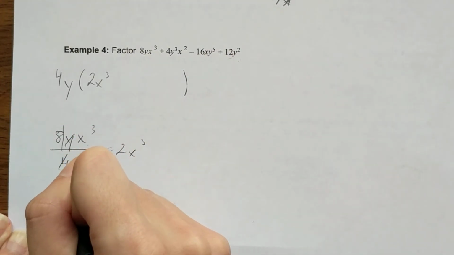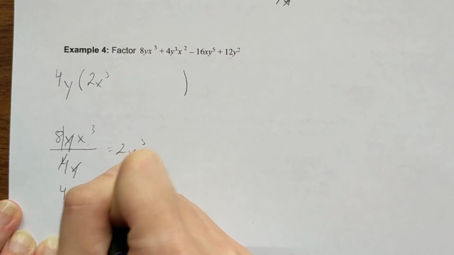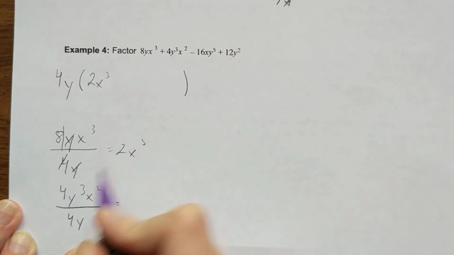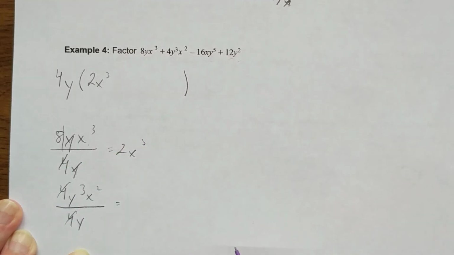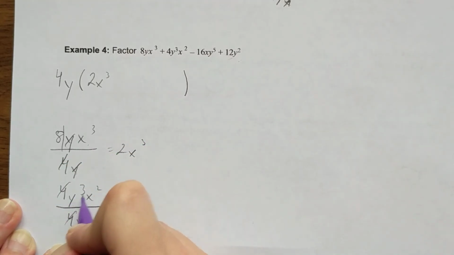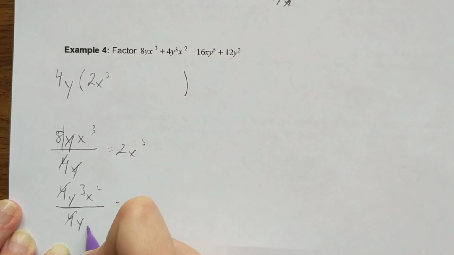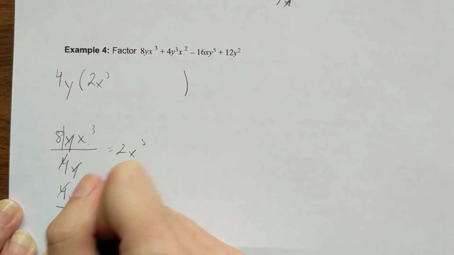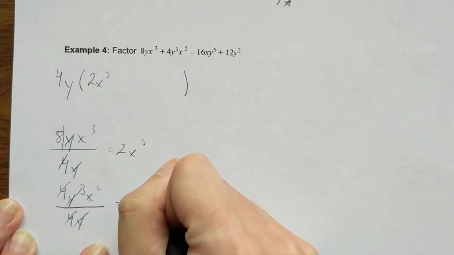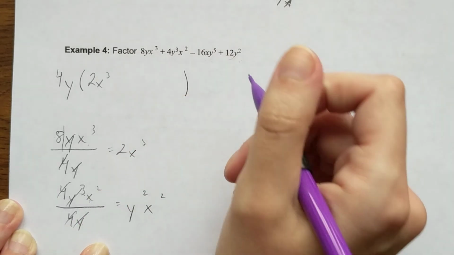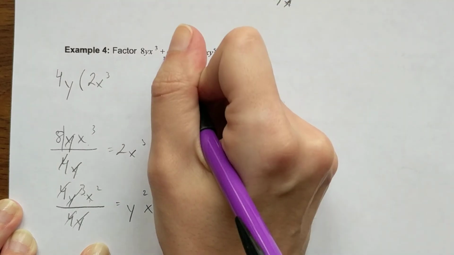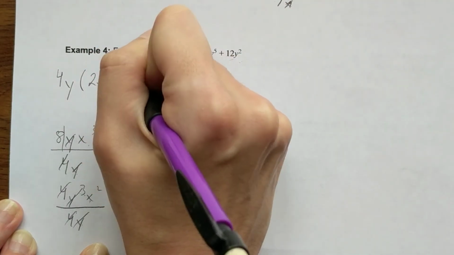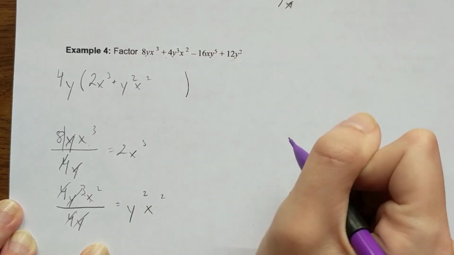Next, let's do 4y cubed x squared divided by 4y. 4 and 4 is just 1. I have 3 y's here minus 1 y, leaves me with 2 y's. And I have an x squared that's hanging around, so I have x squared there. There is a plus sign in between, so I'm going to do plus y squared x squared.